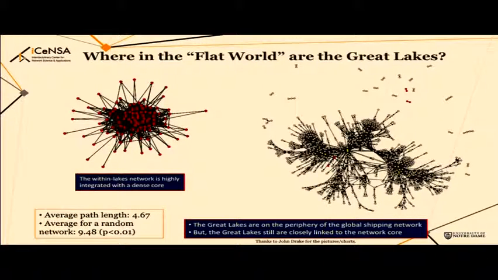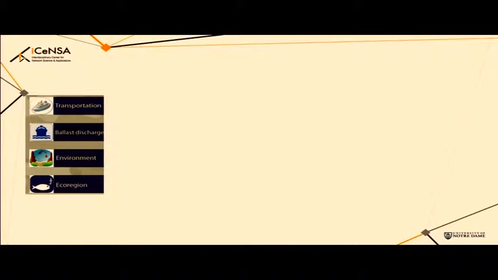A ship may leave one port, come to the other port, and navigate itself. So there is a connection that exists to some ports from the Great Lakes. The average path length is 4.67. The average path for a random network, just to give you some perspective, is 9.48. And the network within the Great Lakes is highly dense. Once a region in the Great Lakes is exposed, so are the others over a period of time. So that's the problem that we're trying to understand and solve here.